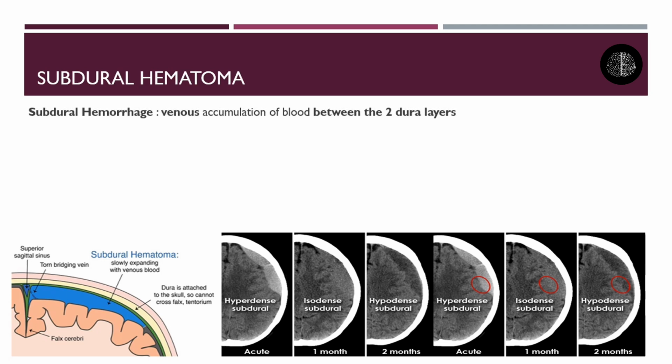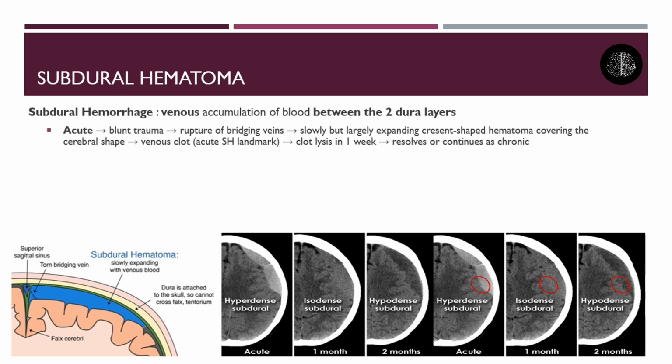Now, subdural hemorrhage, as I said, is venous accumulation of blood between the two dural layers, and then we define them as acute or chronic. So, how does it start? Blunt trauma causing rupture of bridging veins, and the bridging veins occur between sinuses and the arachnoid mater, and slowly but largely expanding crescent-shaped hematoma covering the cerebral shape.